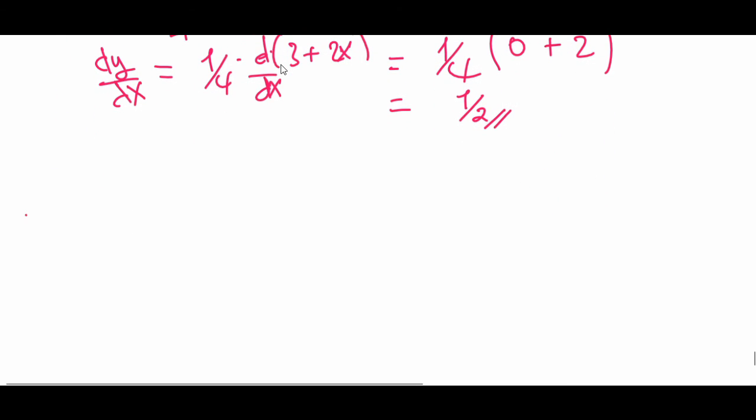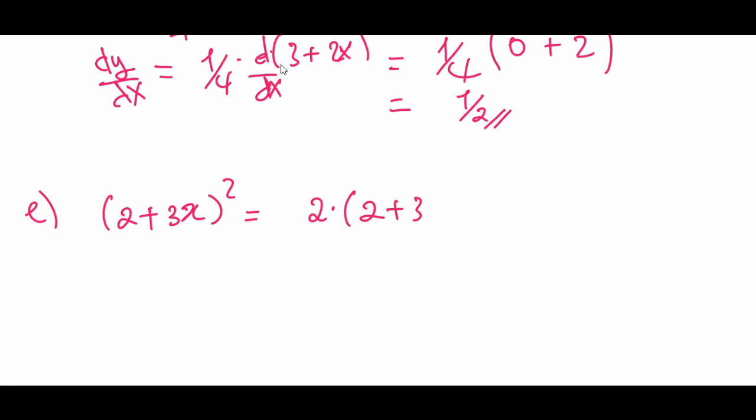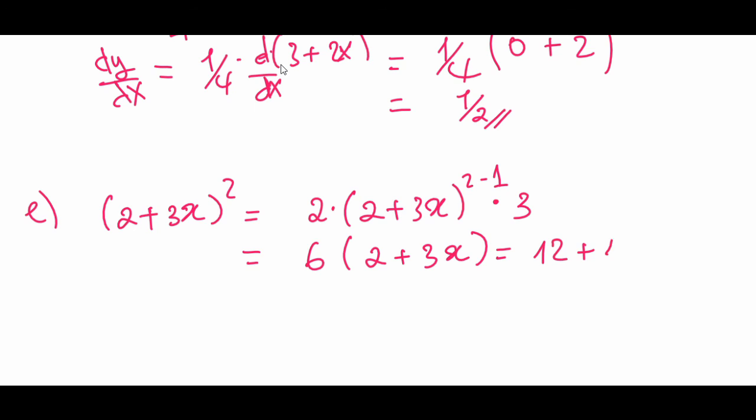Okay, now I have e. For e, I have 2 plus 3x, all squared. So the derivative will be equal to 2 times 2 plus 3x to the power 2 minus 1 times the derivative of this function, which is 3. And this will give me 6 times 2 plus 3x. And this will give me 12 plus 18x.